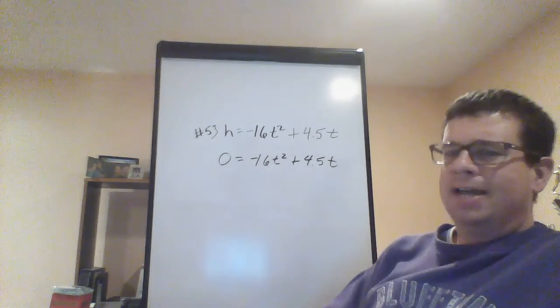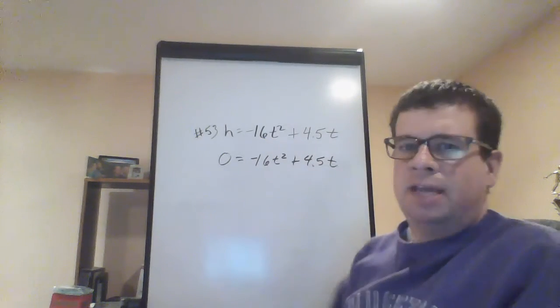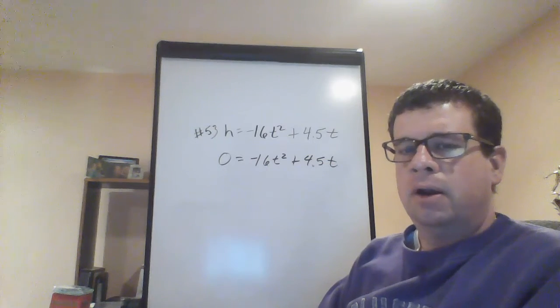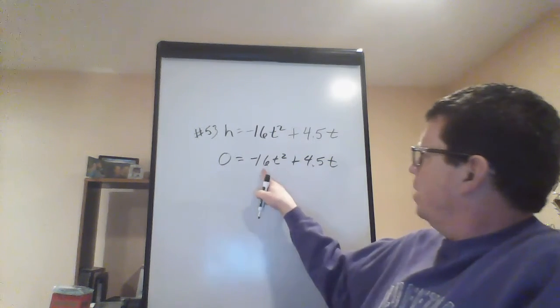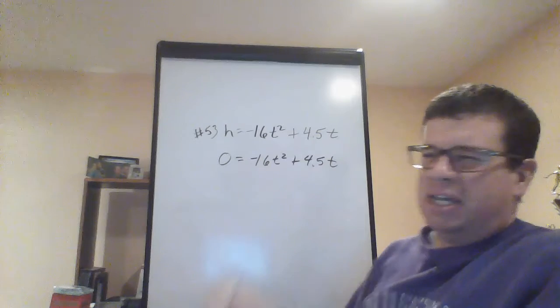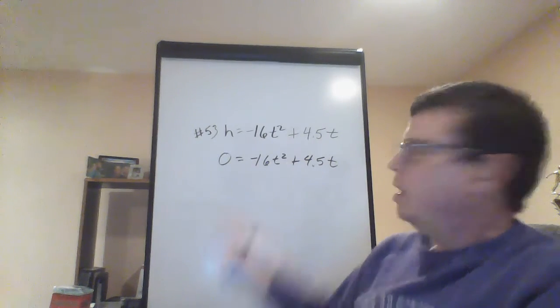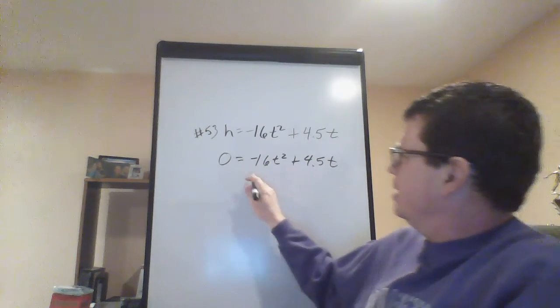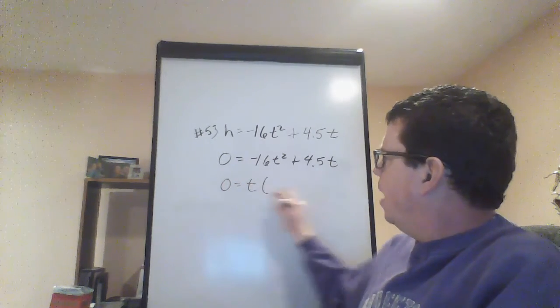So again, I've got it set equal to 0, and that's 4 5/10, not 45, not coming out real clear there. The next thing I want to do is factor. If I look at -16 and 4.5, I don't see any common factors there. But I look at my variables. I've got a t squared and a t. I can factor out a t.